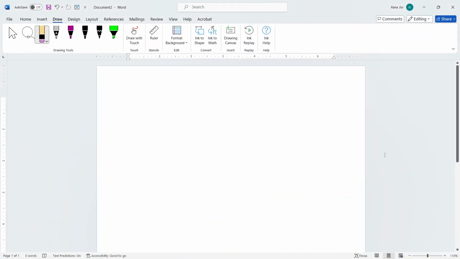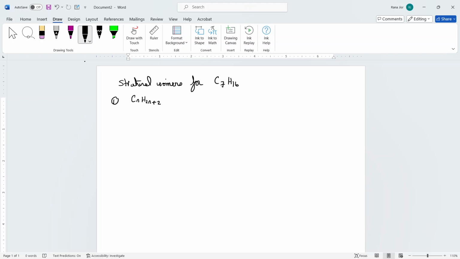For example, if I ask you, go ahead and draw the structural isomers for C7H16. So again, let's move by steps. Step number 1, this follows the CnH2n+2, which is an alkane. It's a C7H16, so that is going to be an alkane in there. And the alkane has the DBE equal to 0.